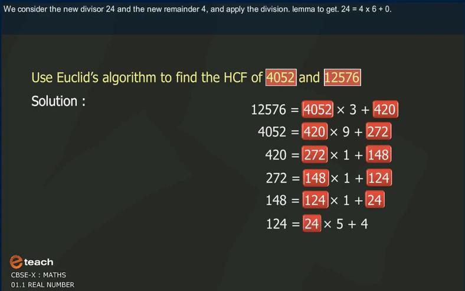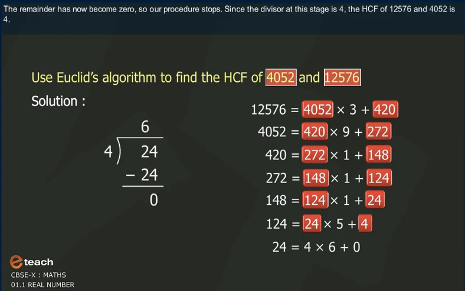We consider the new divisor 24 and the new remainder 4 and apply the division lemma to get 24 = 4 × 6 + 0. The remainder has now become 0, so our procedure stops. Since the divisor at this stage is 4, the HCF of 12576 and 4052 is 4.